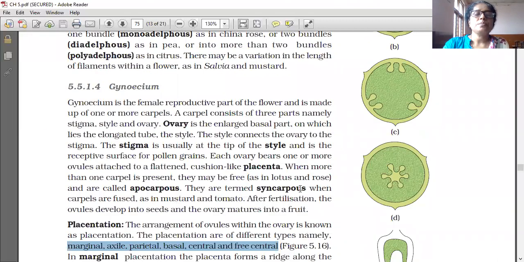Gynoecium: apocarpous and syncarpous. If the carpels are free, then it is called apocarpous. Syncarpous means fused. Apo means free. If more than one carpel is there and all the carpels are free, not fused, then it is called apocarpous. If they are fused to form one structure, then it is called syncarpous.